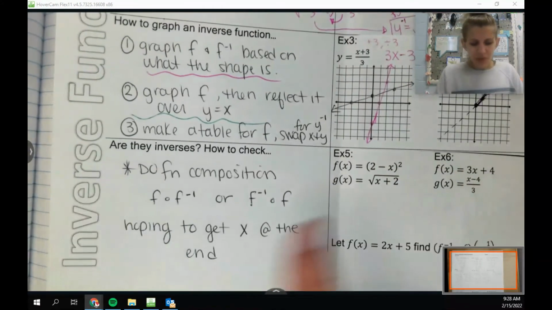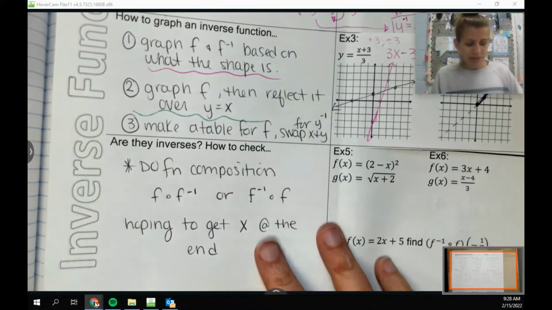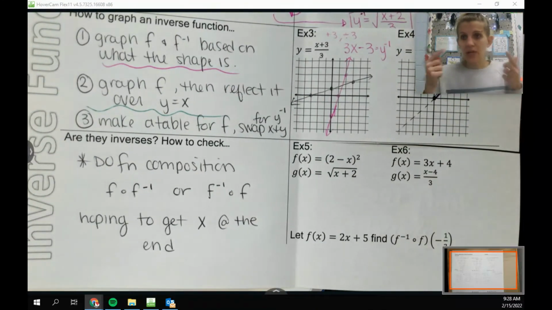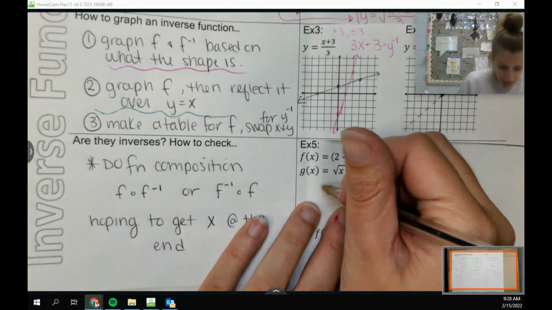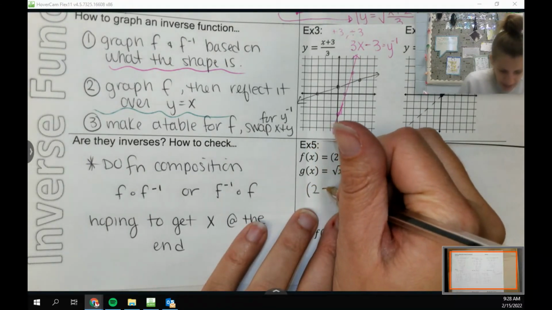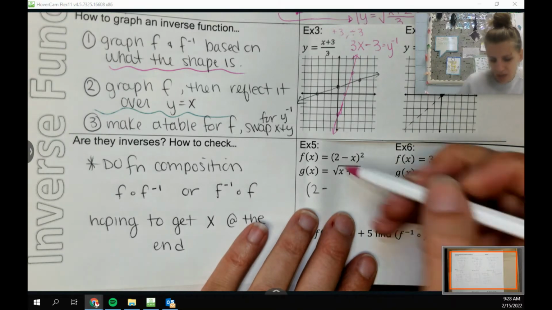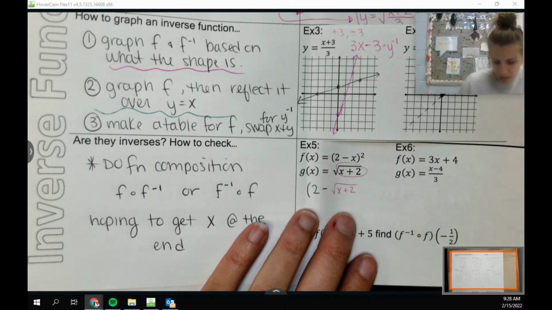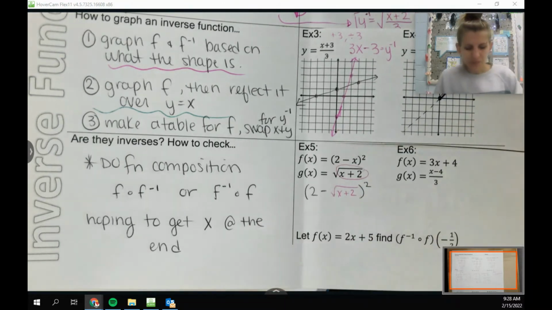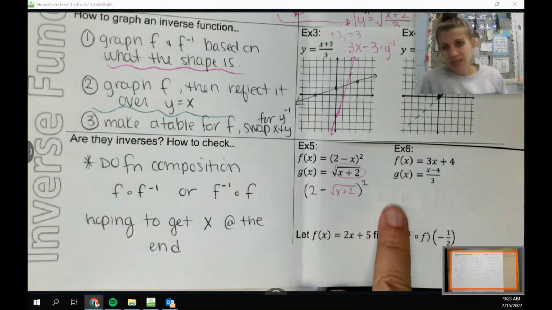So, for example, if I take number 5, if I have these two where they're potential inverses of each other, I can put one into the other or the other into one. It doesn't matter. So I'll just take the top one here, 2 minus x, but instead of x, I'm going to put this function: square root of x plus 2, squared. And the moment I look at that, I'm like, I don't want to do that. I would have to write this twice and FOIL it.